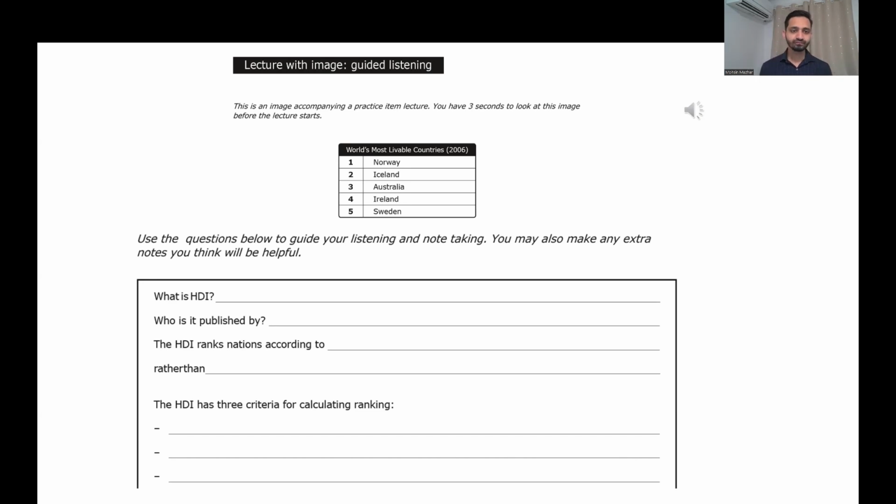So if you were to talk about these things, the lecture starts by talking about HDI. It's about the Human Development Index, right? And who is it published by? So these are the main points that you should be noting down. What is the Human Development Index? Who is it published by? The HDI ranks nations according to what? That information you should have, rather than what. And then the HDI had 3 criteria for calculating ranking, and then you can talk about the most livable countries in the world as well.